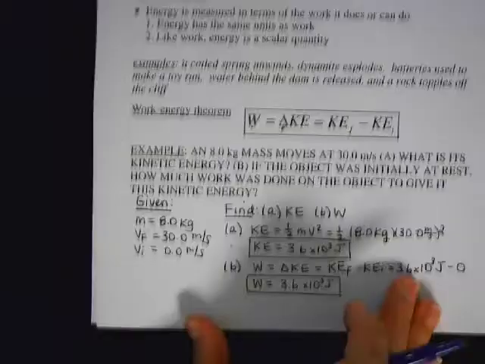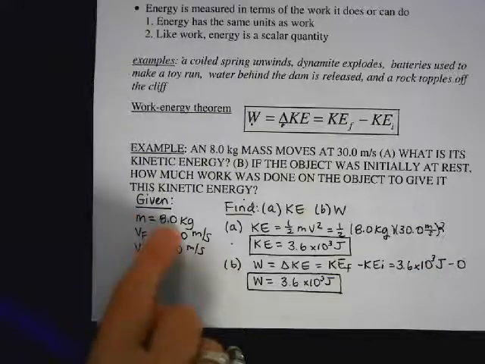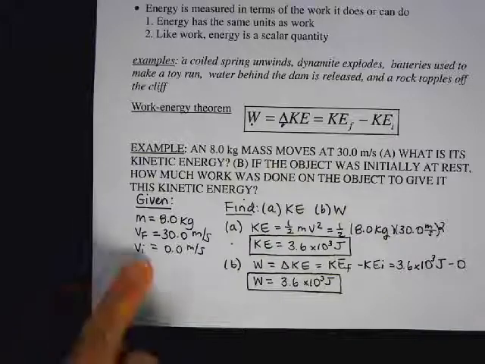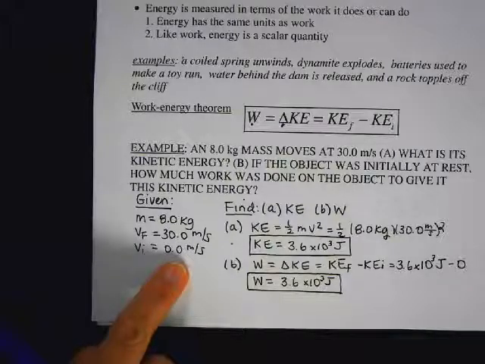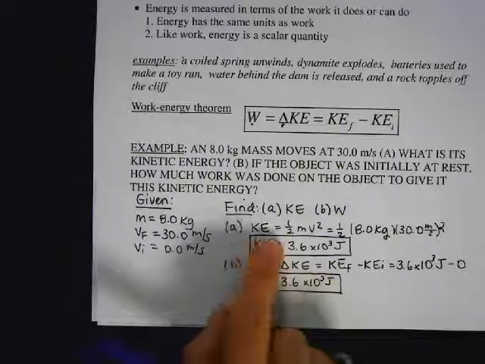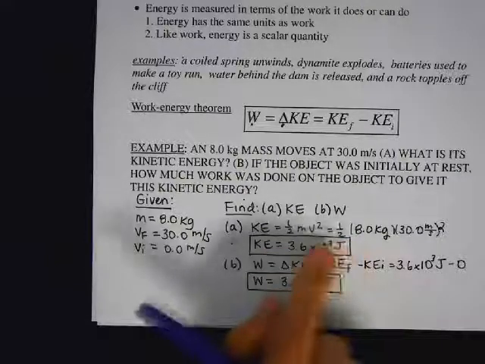So let's look at our example. It says an 8 kilogram mass, so we're going to write our mass as 8 kilograms, moves at 30 meters per second. A, what is its kinetic energy? If the object was initially at rest, so the initial velocity is 0, how much work was done on the object to give it this kinetic energy? So for the first part, kinetic energy is 1/2 mv squared. So 1/2 the mass times the velocity squared.